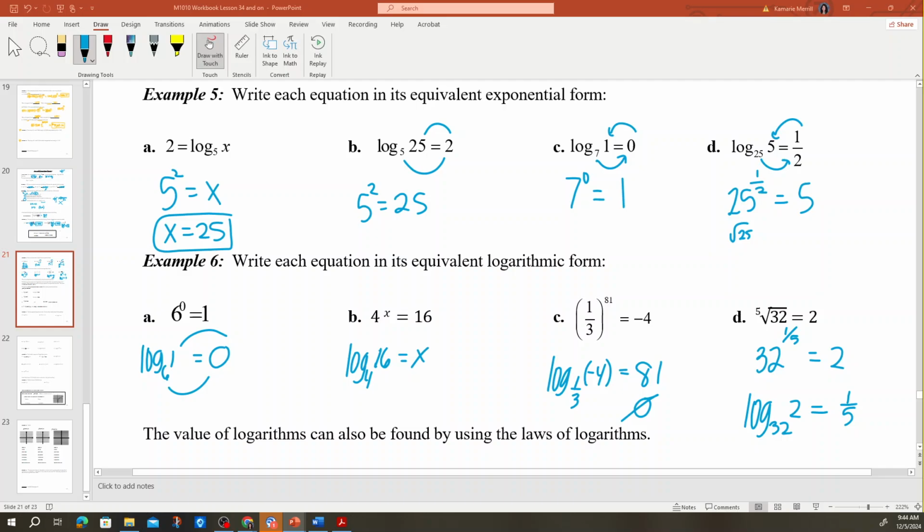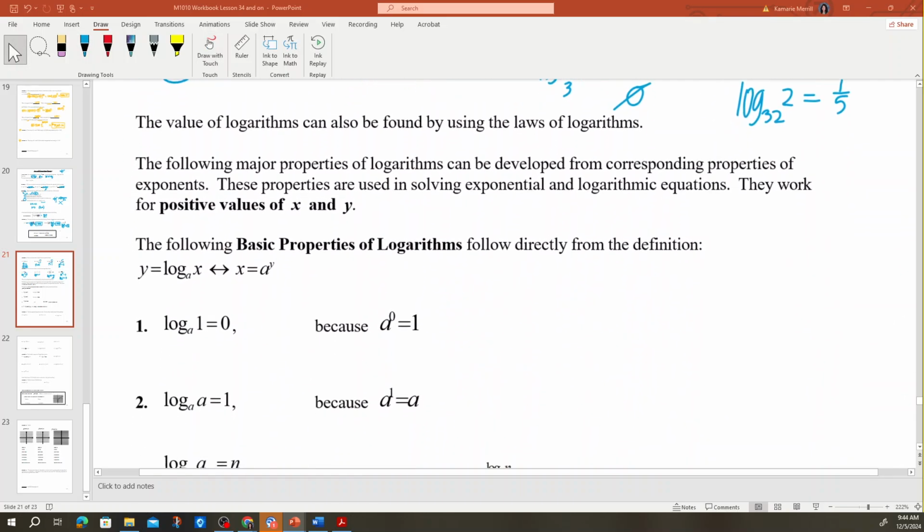Okay. All right, the value of logarithms can also be found by using the laws of logarithms. So not only are you forced to do the conversion, every once in a while you might be memorizing some of these laws or using conversions to kind of prove those laws, okay? The following major properties of logarithms can be developed from corresponding properties of exponents. These properties are used in solving exponential and logarithmic equations. They work for positive values of x and y. So we have to assume x and y are positive in these cases. Does that sound good? So try to just assume that on all of these x's and y's.